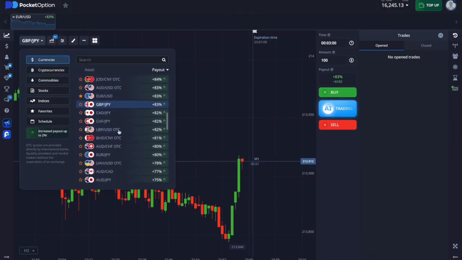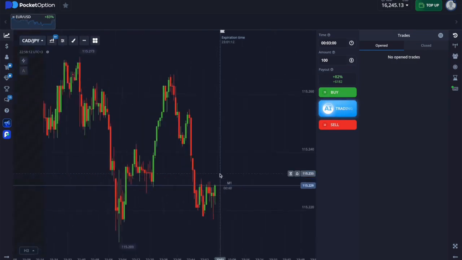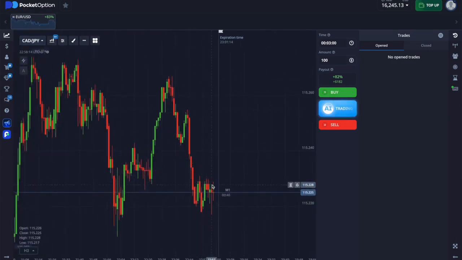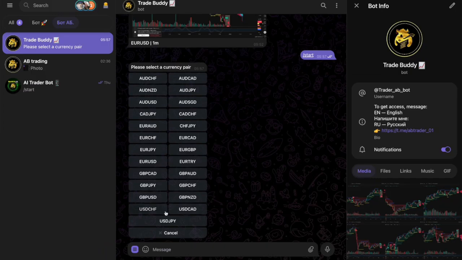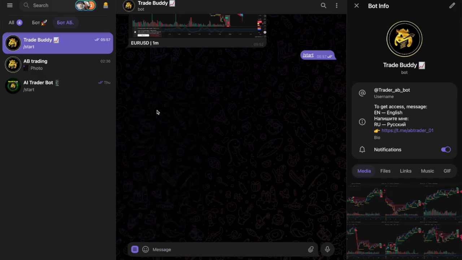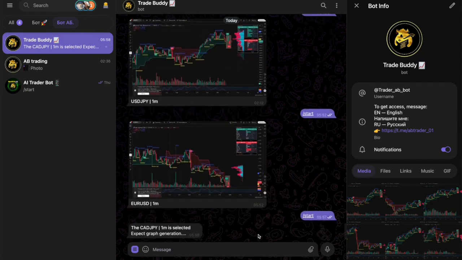Let's look at the next currency pair. This one is more or less okay. Downward correction, downward correction. Canadian dollar, and there goes Skyen. We select the currency pair and the M1 time frame. That's it, we wait for the response. What will the bot tell us?